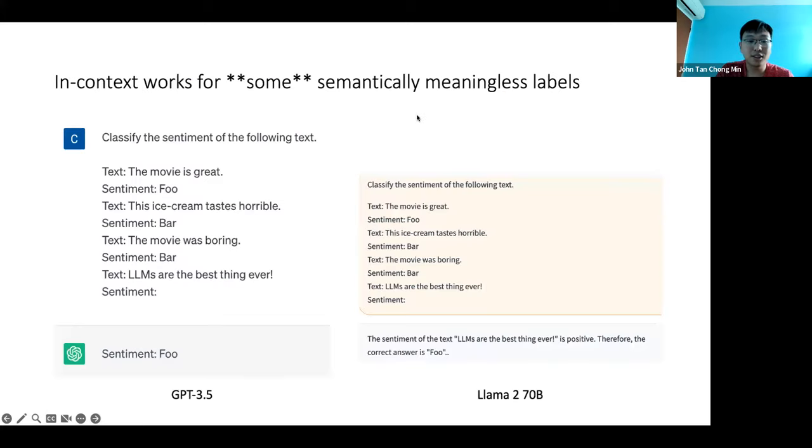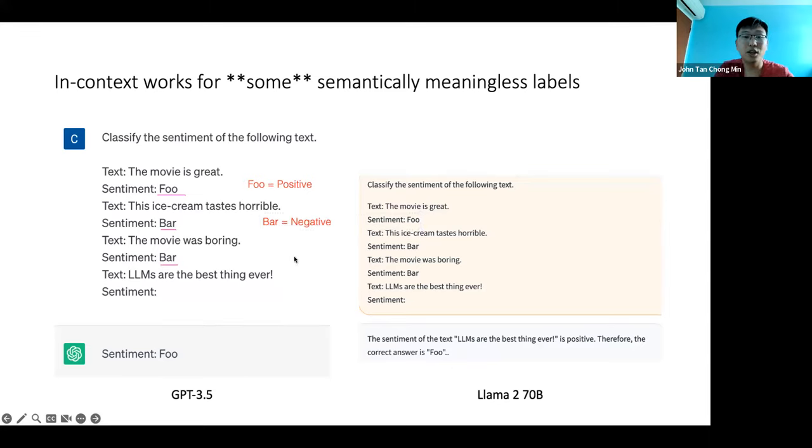So yes, let me just explain. This is the example I'll be using for the next few slides. We just change the output sentiment. Instead of saying positive, negative, I just say foo and bar. So in this case, foo is the same as positive and bar is the same as negative.